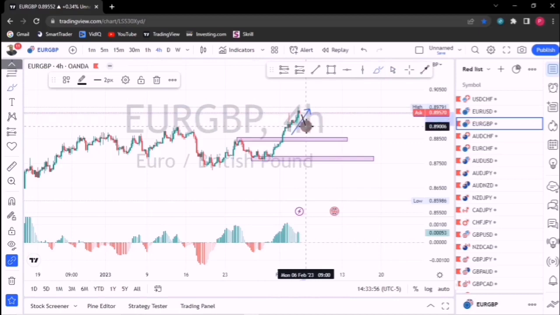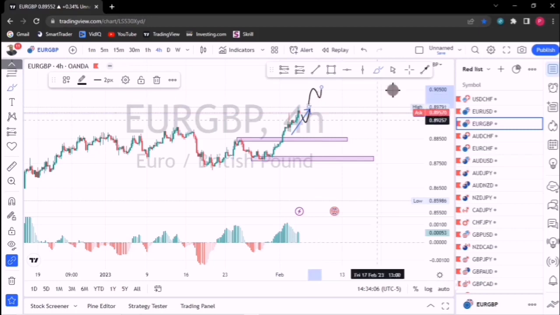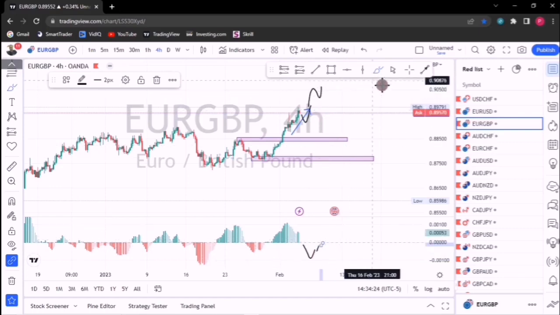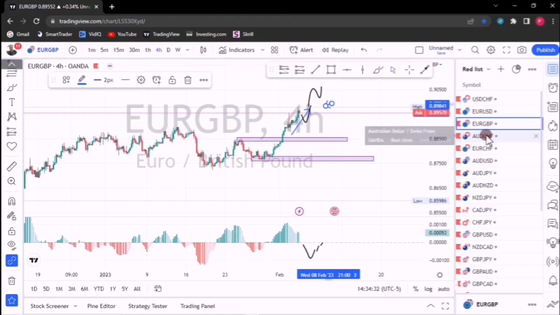I'm going to wait for a pullback and then I find a buy entry, or wait for price to continue, but wherever it's going to make a pullback, I will find a buy entry, and I'm going to notice that pullback by a red histogram on the MACD. Once I see a red histogram on the MACD, I wait for it to start fading or to move to the middle line, and then I will find a buy setup. So that's what I can expect from Euro GBP.